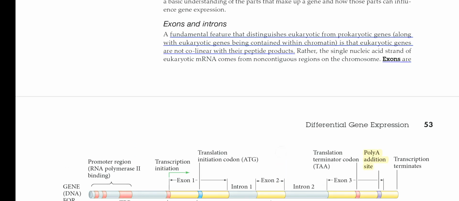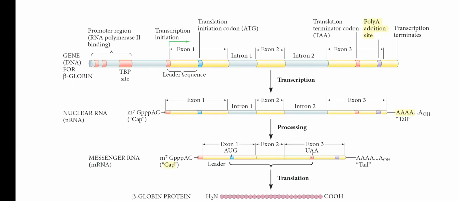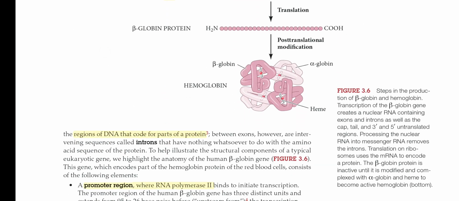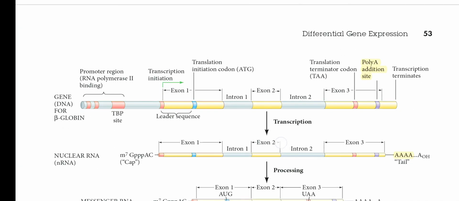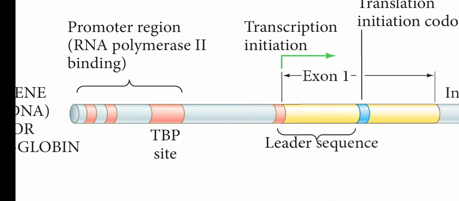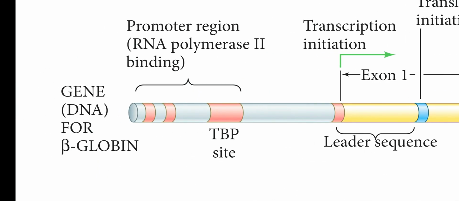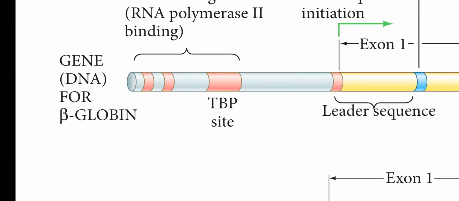So here is this picture. And the first thing that you see in this picture is the promoter region, where RNA polymerase II binds, which transcribes this gene sequence. So this is the transcription.